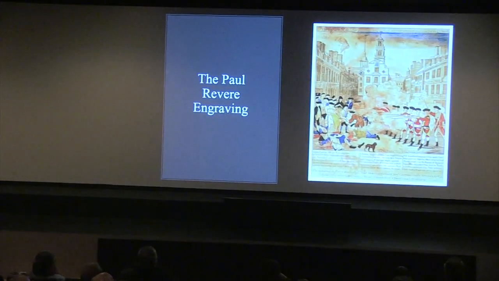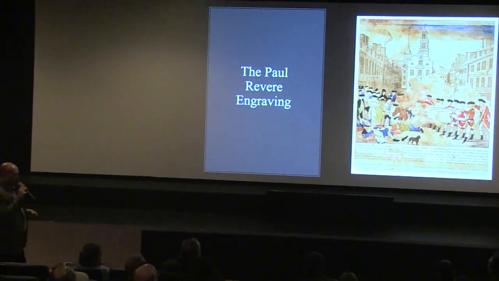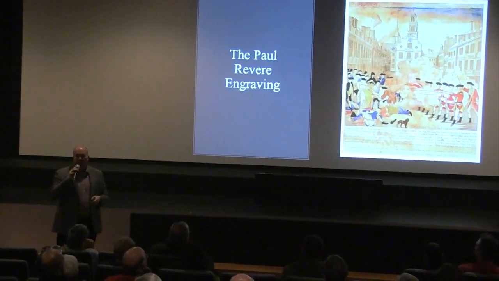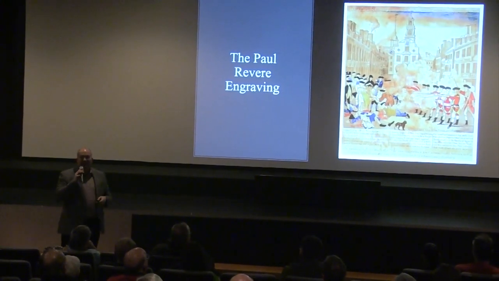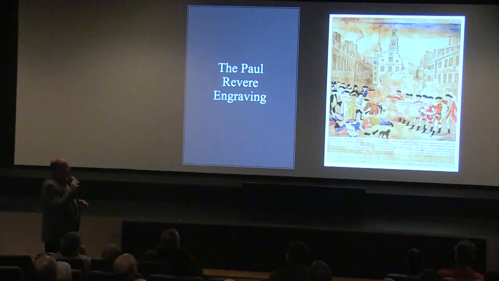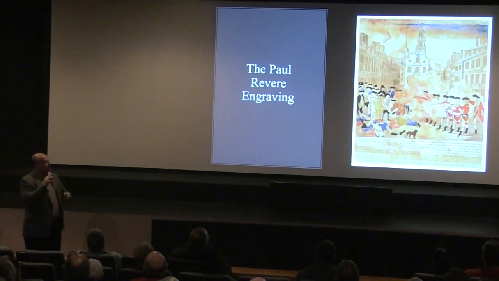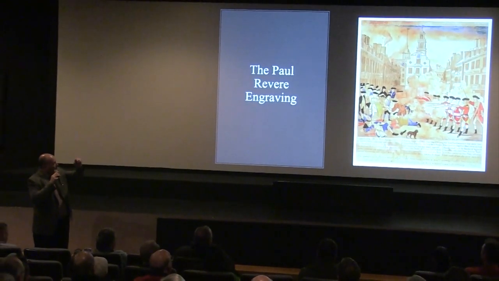Meanwhile, up in Newburyport, we have a gentleman named Jonathan Mulligan, who actually had ties to Lexington, Massachusetts. He was a clockmaker. He saw this as a fantastic opportunity. So as a result, you have Mr. Mulligan, who's ripping off Mr. Revere.